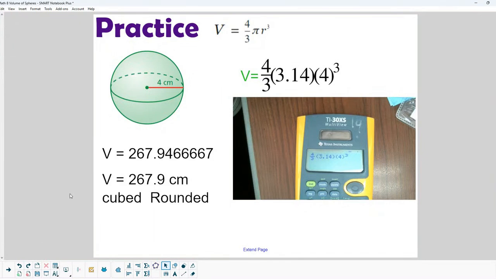And when we multiply it out, initially it is 267.9466667. So this is the case where you have a repeating decimal, and at the end of the calculator display, they rounded that last digit up to a 7. But we're just going to round this one to the nearest tenth. We could have rounded it to the nearest hundredths, whatever, but in this case we just rounded to the nearest tenth and called it good. So 267.9 cubic centimeters, so centimeters cubed.